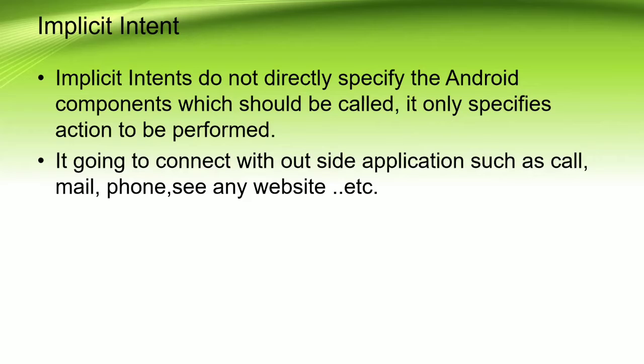Implicit intents do not directly specify the Android components which should be called. They only specify the action to be performed. They connect to outside applications such as call, mail, phone, and viewing any website on the internet. An implicit intent can be used to traverse to any link on the internet, while an explicit intent is used to traverse within the application. Next, we move on to the live demonstration of both implicit and explicit intent.